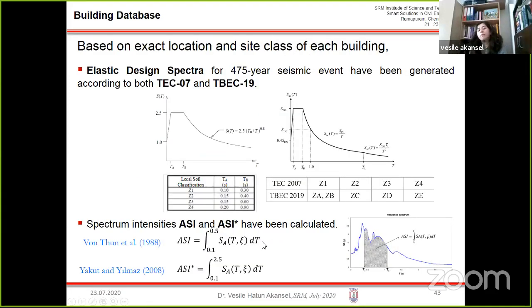So then after observing these details, we look at the acceleration spectral intensity, okay, and a modified version. The original one we can refer to Von Thun et al., 1988, okay? It is from 0.1 to 0.5, and the modified one considers a higher range from 0.1 to 2.5. Why consider a higher range? Because in real life, if you consider regular, moderately high reinforced concrete structures, the period range extends, okay?